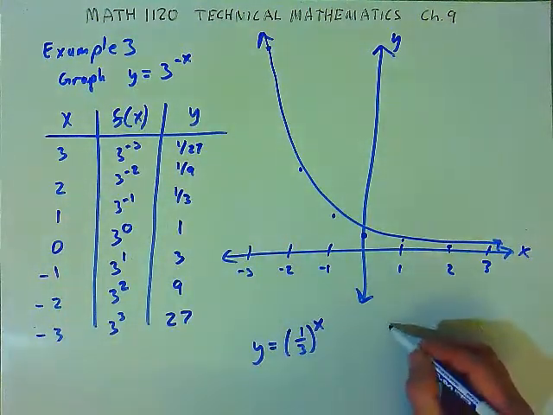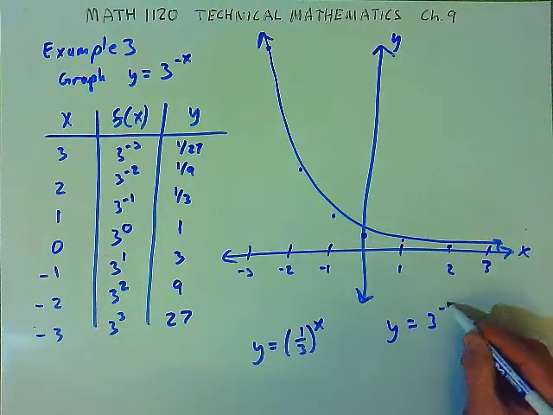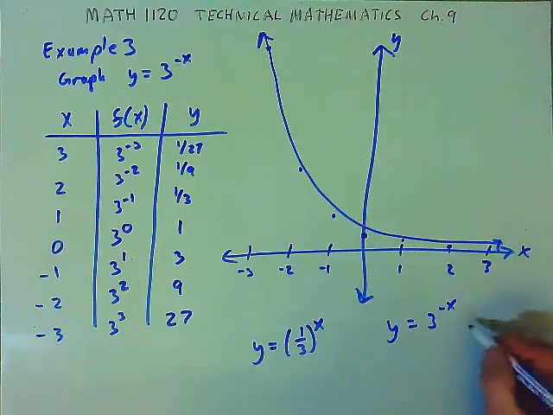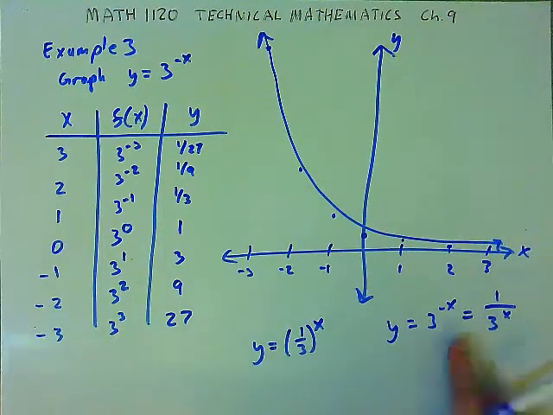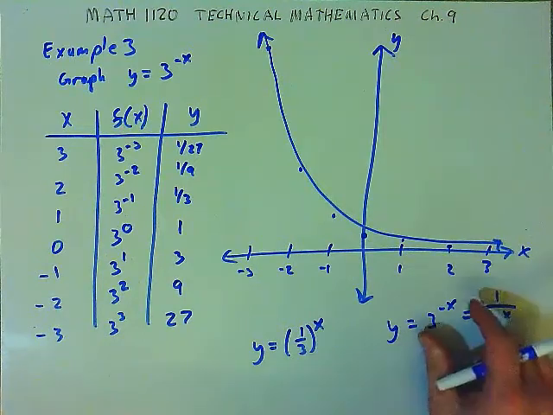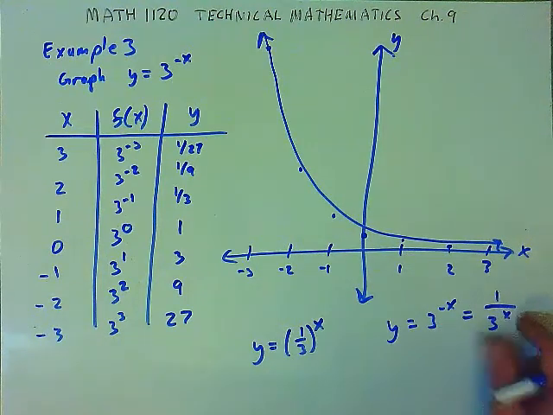So remember that if y is equal to 3 to the negative x power, when the exponent is negative, this is the same thing as 1 over 3 to the positive x power. So anytime you have a negative exponent, you can put the base and that exponent in the denominator and change the sign of the exponent.